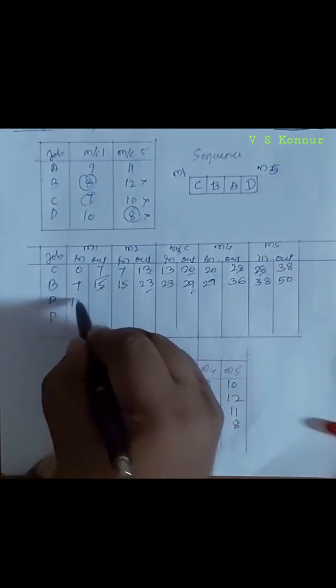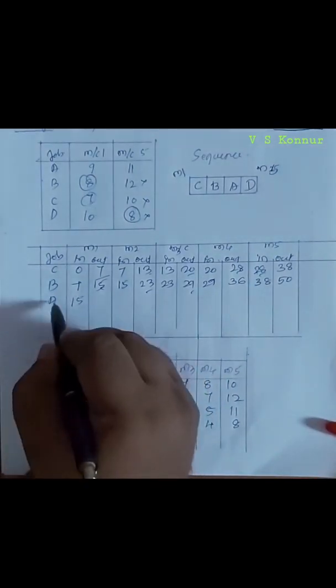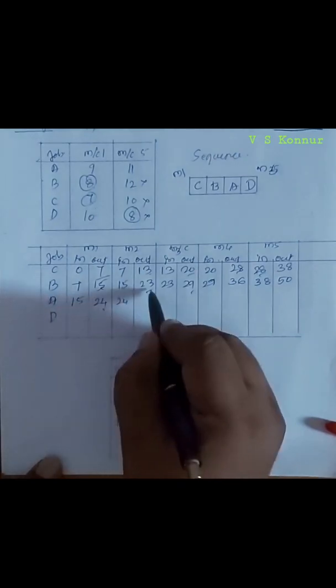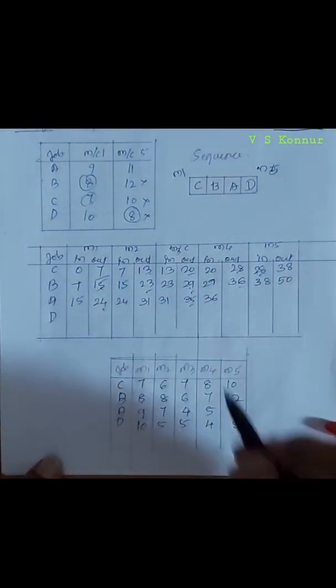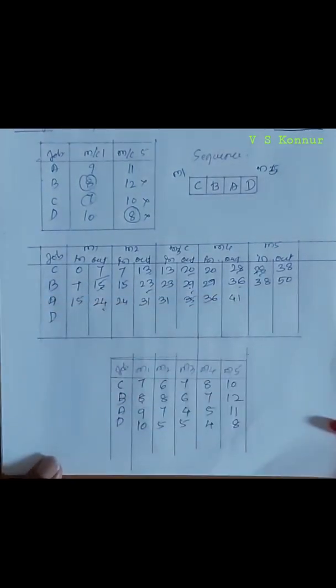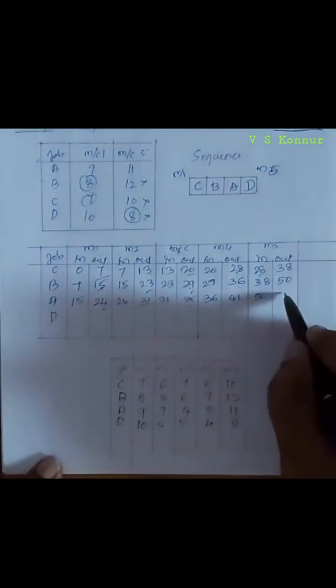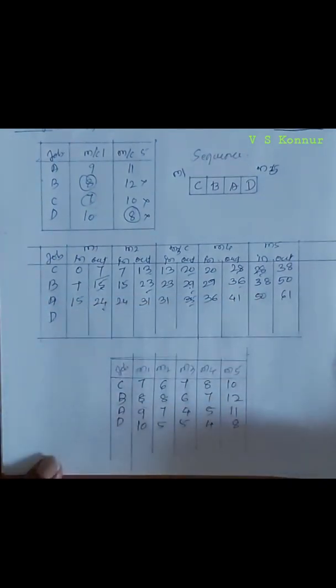Next, after 15, A is entering. It requires 9 hours to complete. 15 plus 9 is 24. 24 is maximum comparing these two and requires 7 hours to complete, 31. 31 is maximum. Requires 4 hours to complete, 35. 36 is maximum. 5 hours to complete, 41. 41 and 50 comparing. 50 is maximum. Requires 11 hours to complete, 61.